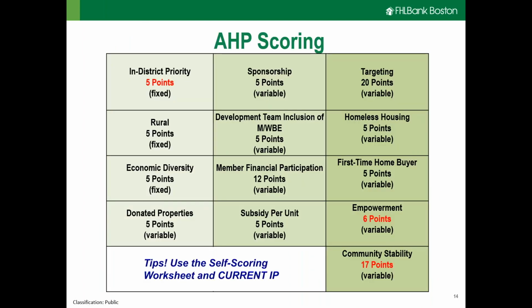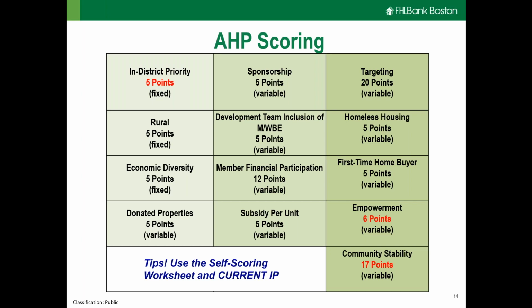So the AHP scoring, we've got these 13 categories here, loosely grouped together. On the left-hand side, we've got geographic-based categories. The first 3 are fixed, yes or no, and donated is based on the percentage of total units being donated. In the middle, we've got the development team and financing, and on the right, we've got programmatic categories related to the goals of your initiative, and these are all variable scoring.